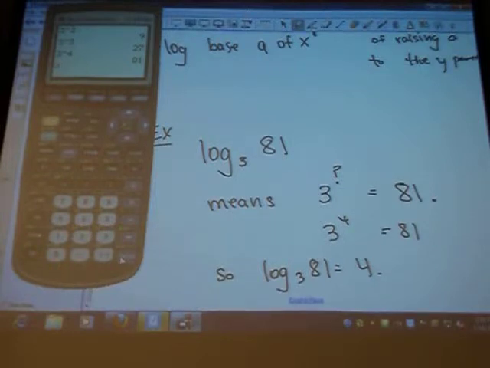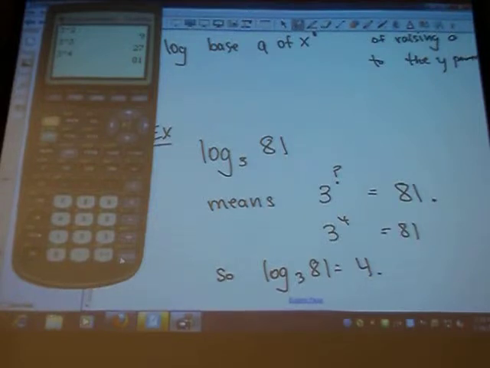Can't we use the log button for something? I've always wondered what that was for. Not yet. You're giving me false hope. Have you ever looked at all the buttons and said, what does this do? We're using a new button you've never used before. Not today, though. The log button on the calculator only does base 10.